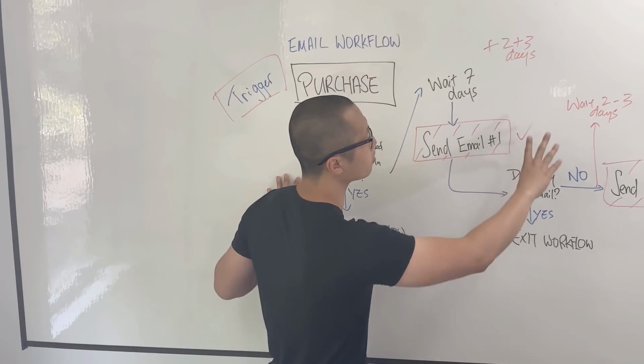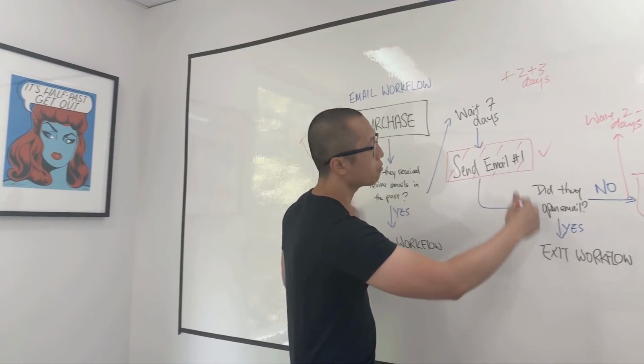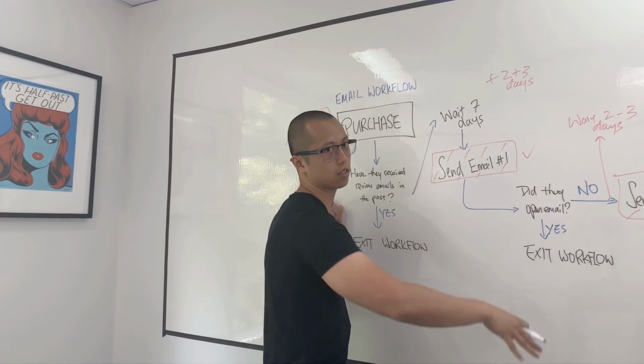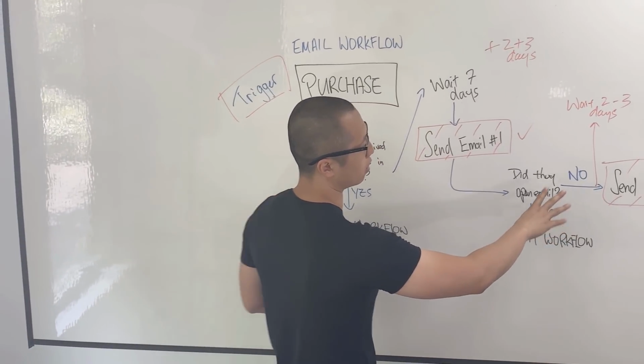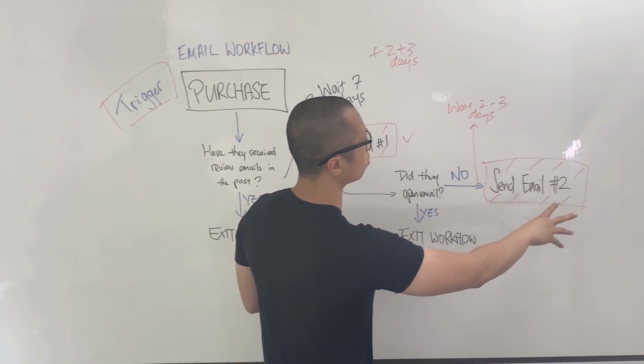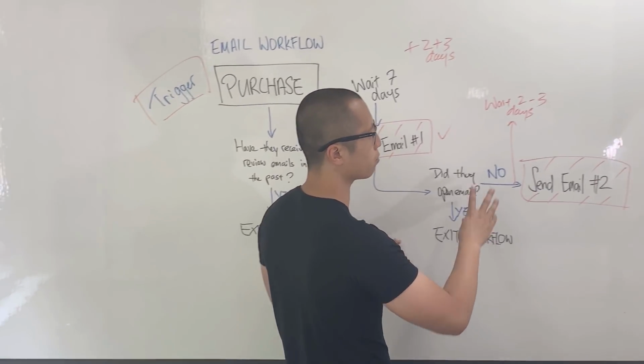And after we send them the first email, we ask the question inside the software, did they open the email? If they have opened the email, we just want to exit. We don't want to send them the same email again. If they haven't opened it, then it gives us a chance to send them email number 2. But we don't want to send it the next day. We like to wait between 2 to 3 days before we send the last one.